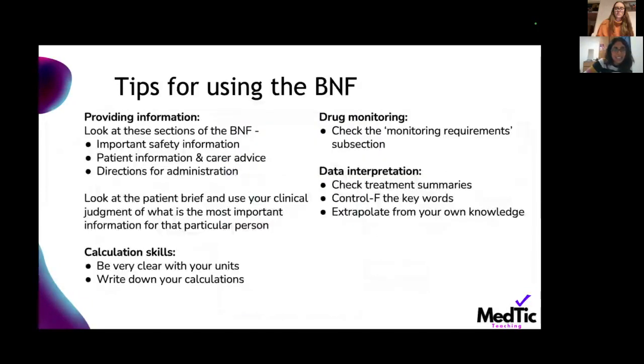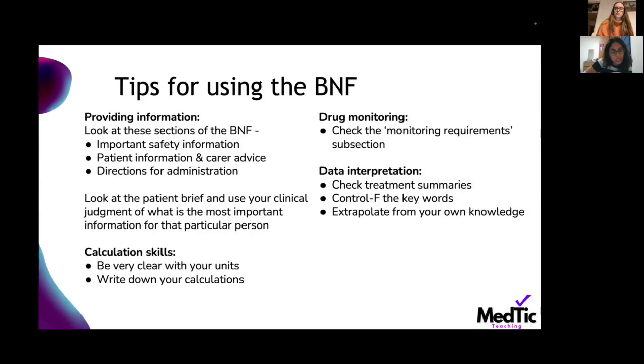So if we move on to the next slide. Oh, there you go. So for providing information, the most important subsections of the drug monograph will be the ones I've put there: the important safety information, patient information and care advice, and directions for administration. In this section, you will have to read the patient brief clearly, and also use your clinical judgment as to what you think is the most important piece of information that particular patient will want. It won't be that they'll want every single piece of drug information. It will point to something specific, and that will be reflected in the answers offered to you.